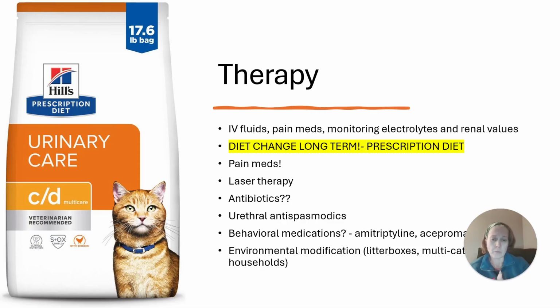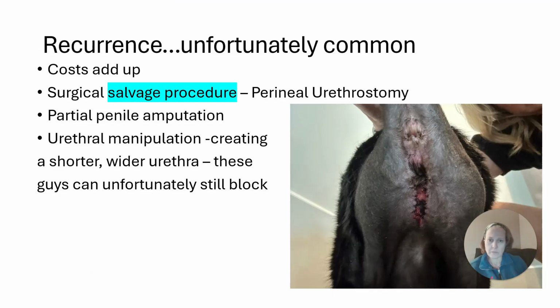We do also put them on urethral antispasmodics and sometimes behavior medications like amitriptyline or a sedative called acepromazine can actually help with just general stress level. This is a condition that we do think that stress can play a role for these cats. Many times when you start asking the clients about changes in the household, cats will block shortly after another cat comes into the house or a new person comes into the house or a recent move. So we do think that physiologic, emotional stress does play a role with this condition, but I'd be lying to you if I told you anybody has figured it out.